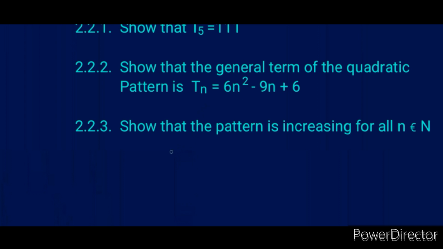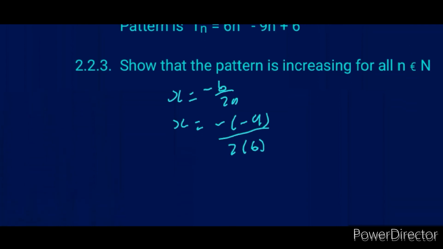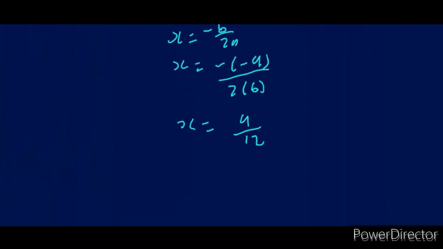To find the turning point, x is equal to -b over 2a. So it's going to be -b, so it's -9 over 2a, so 2 times 6. So then x is equal to 9 over 12. Okay, so 9 over 12 in simplified form is 3 over 4. So this is the x value of the turning point. It's a smile, so the x value of the turning point is 3 over 4.